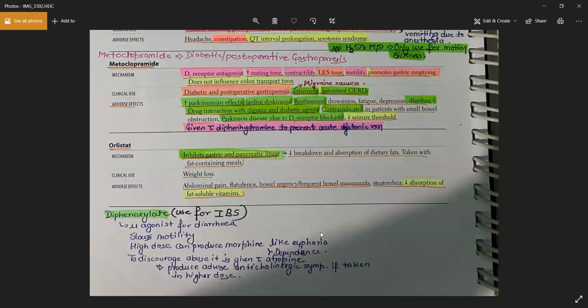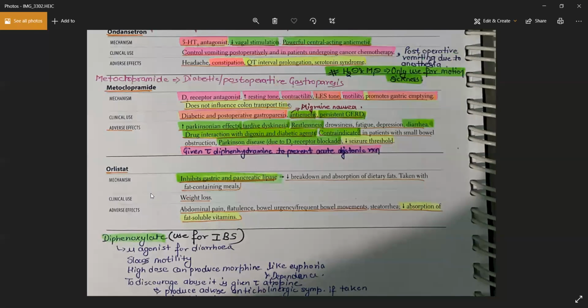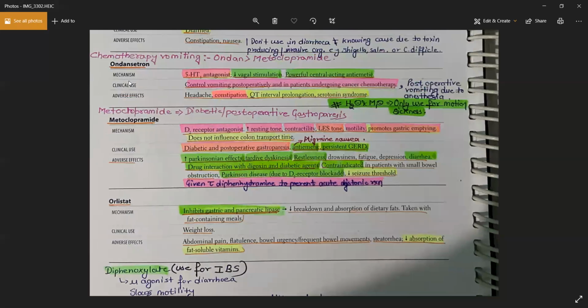Do we use it apart from IBS? Yeah, just like the loperamide, the conditions where you can use loperamide, the same conditions you can use this drug also, diphenhydramine. Like in case of lactose intolerance, you can use this agent. So in any condition where you're having diarrhea which is non-infectious or non-inflammatory type, in that case you can use diphenhydramine.